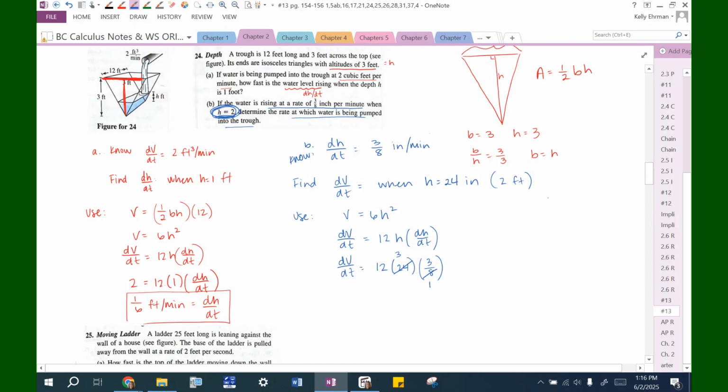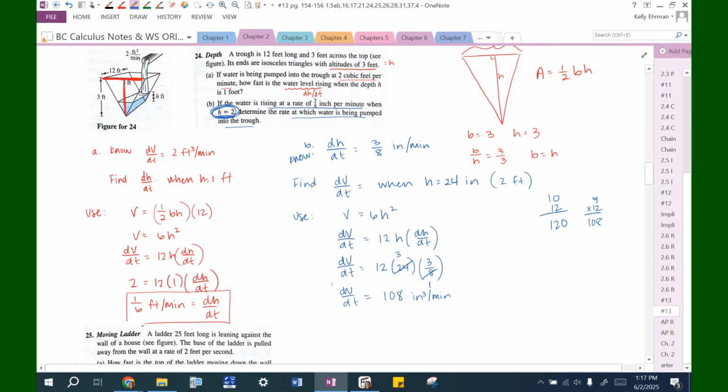9 times 12, let's see, 10 times 12 is 120. And so 9 times 12 should be if I subtract 12 from that, right? I don't know. I always screw this up. So if I subtract 12 from that, what do I get? 108. Does that seem right? I think so. All right, so dV/dt is equal to 108, and that would be cubic inches per minute.